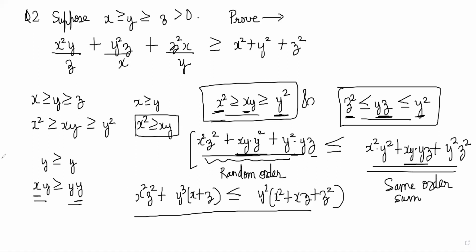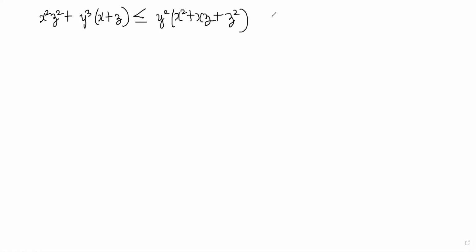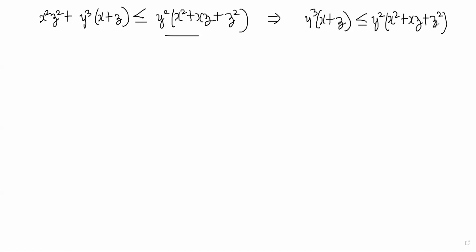So I will just simplify this on the next screen. I have so far x square z square plus y cube into x plus z is less than or equal to y square into x square plus xz plus z square, right? And simplifying this by taking x square z square to the other side, I can write y cube into x plus z is less than or equal to y square into x square plus xz plus z square minus x square z square, right? Okay.